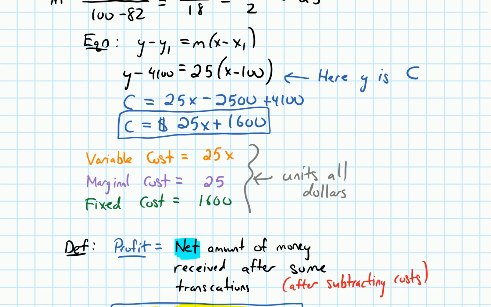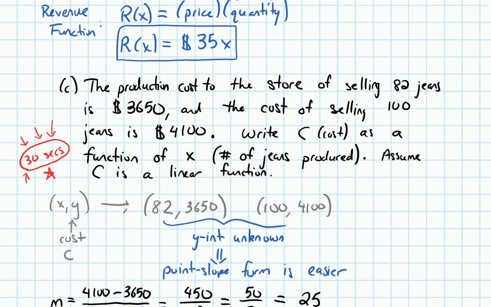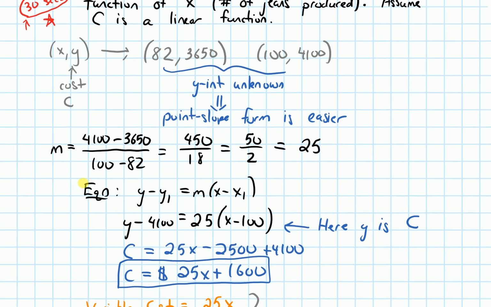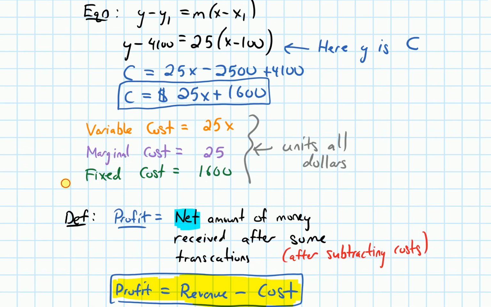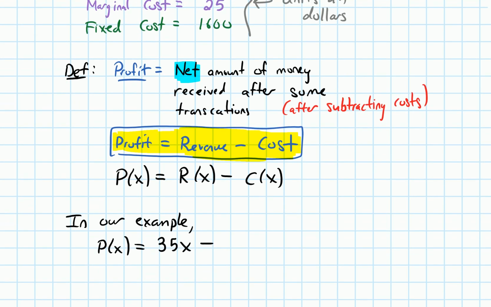That was way up here. Revenue was 35x. The cost we just got. The cost was 25x plus 1600. So let's go ahead and plug that in. So 25x plus 1600. I've actually made a mistake.